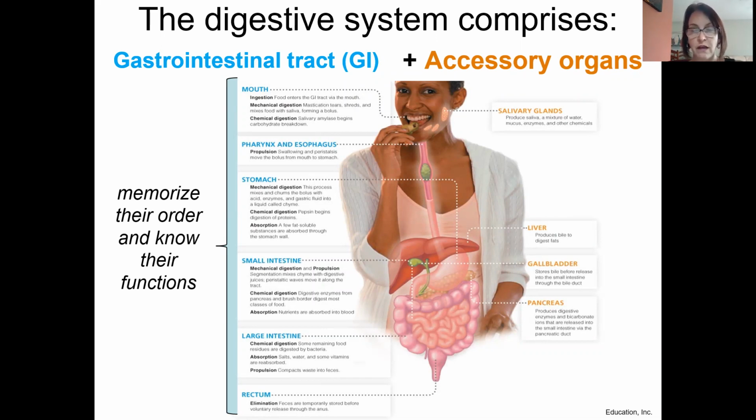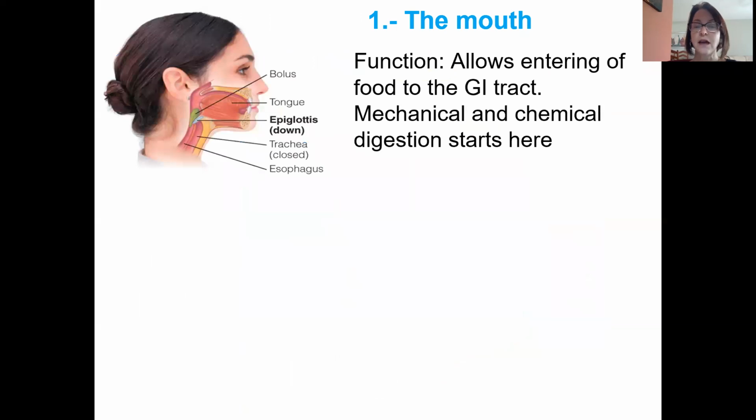If I have to summarize the main difference, those organs in the gastrointestinal tract are in direct contact with food, whereas the accessory organs, even though they are not in contact with food, are important in the digestive process because they help us to get some of the secretions we need for chemical digestion of food. Let's start with the mouth.